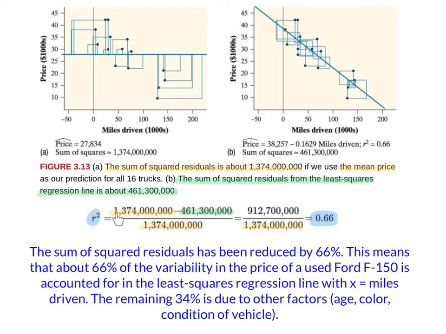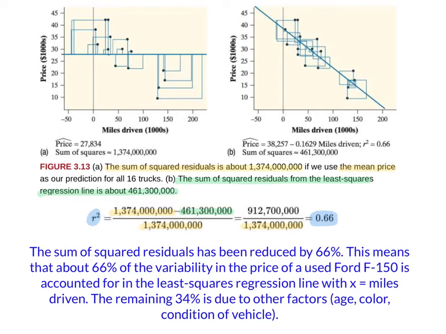So essentially, you take the number from the mean, the sum of squared residuals, and then you subtract the one from the line of best fit. And then you divide it by the one from the mean, because that one's always bigger, FYI. And you get a number that is roughly a percentage. So if I get 0.66, that means it's 66%. R squared is always a percentage.